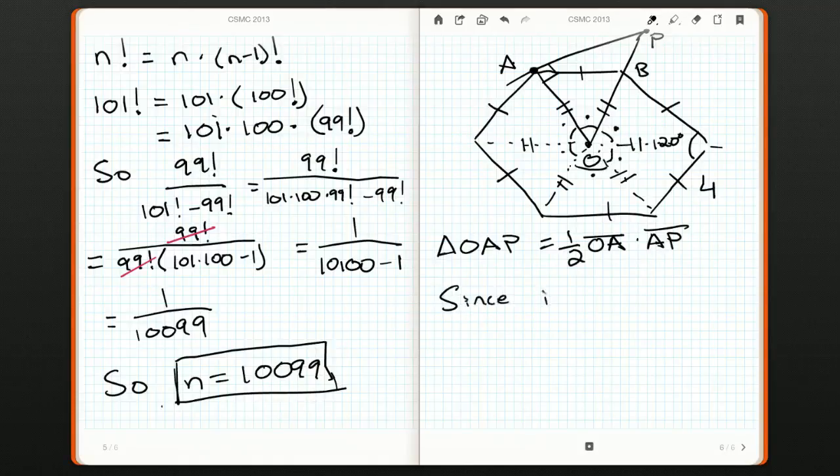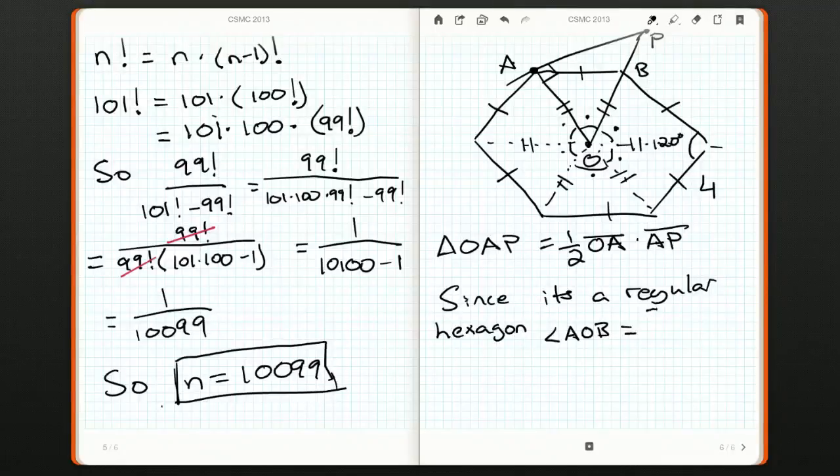So we'll say since it's a regular hexagon, and then we'll write down our deductions. Since it's a regular hexagon, what are some of the things we can conclude? Angle AOB is going to be the 360 degrees all around O, but they're all equal angles, so we divide by 6. We should get 60 degrees. AO is equal to BO. It'll turn out that it's equal to AB, but we don't know that yet.